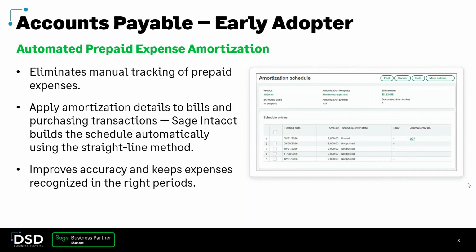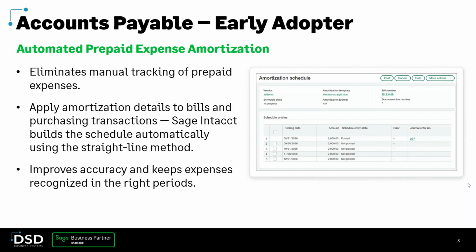But it allows you some easier, more streamlined setup of the prepaid expense amortization schedules, and then apply those to bills as you're entering those bills or as you're entering in those vendor invoices on a purchasing transaction. And then it posts those journal entries to amortize those out over that life. So honestly, this is probably the thing I am the most excited about in this release.